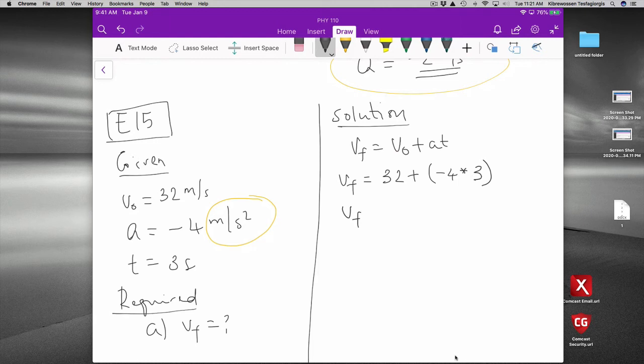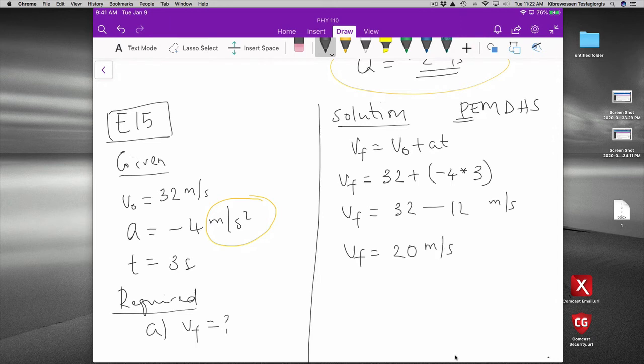Therefore, your final is going to be 32. Then it's a math rule. You have to use the PEMDAS rule, right? You have to deal with your parentheses first. You don't do 32 minus 4 in this particular case. You have to do the multiplication in the parentheses because multiplication comes before addition and subtraction. So therefore, negative 4 times 3 is negative 12. Then, meter per second.